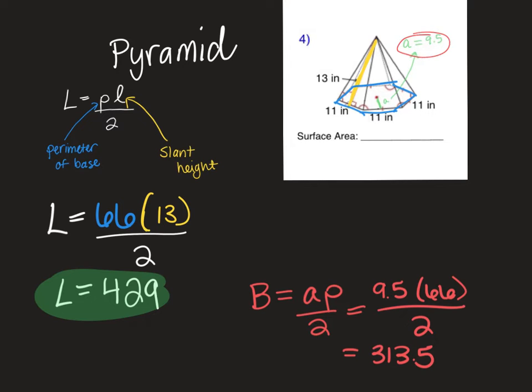It is, I think. And really, you guys have a good concept of finding lateral surface area of the base now that you've done it with the prism so much. This is one of those chapters that starts off a little bit more difficult and it gets easier as it goes. So S equals L plus B. So we're doing 429 plus 313.5. Yep, 742.5.